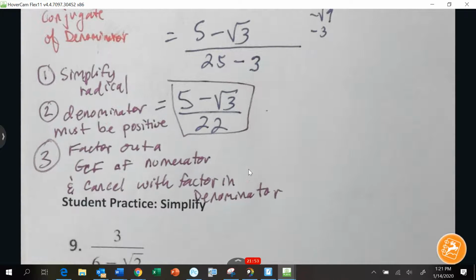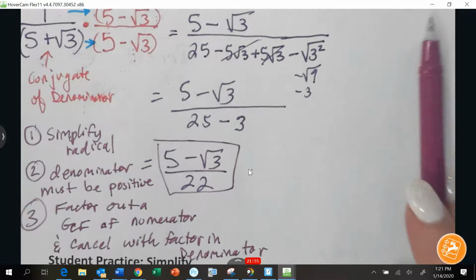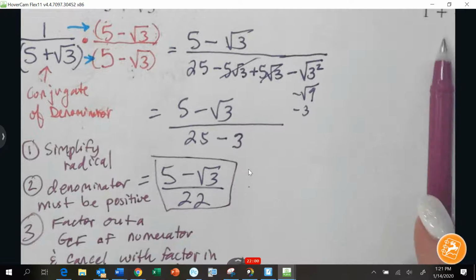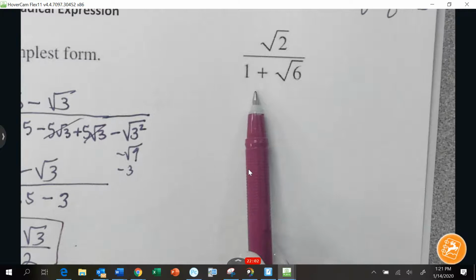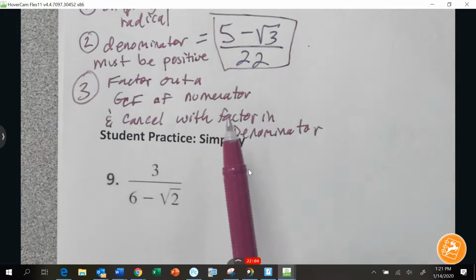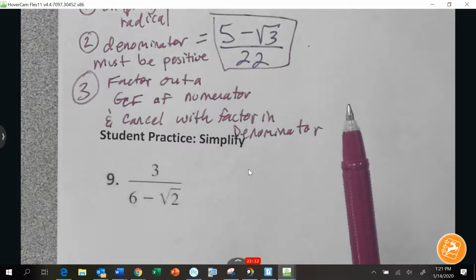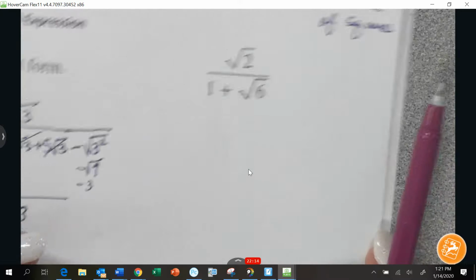All right, I have a second one right next to it. Right over here. I'm getting there. You guys getting there? Cancel with a factor in the denominator. When we have that example, I can show you, but I can't show you right now because I don't have that happen. All right, so here's our next one.